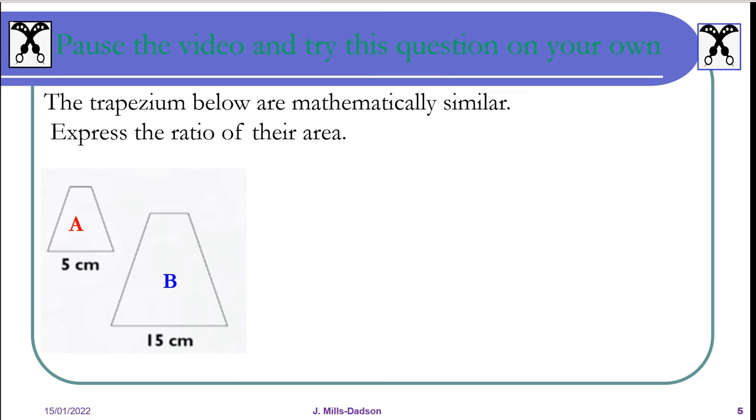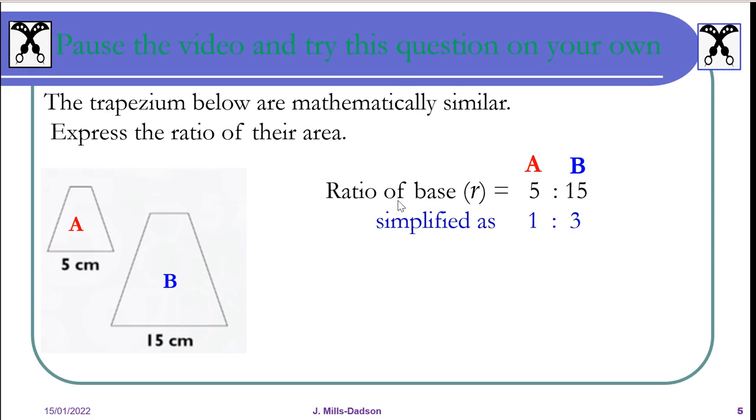Now pause this video and see if you can work out this, express the ratio of their area. Okay, let's see. First is to express the ratio of their lengths or corresponding lengths. So the ratio of the base is 5:15. Simplify where possible. That is 1:3. We want it as area, so we need to square it. So the answer will be 1:9.